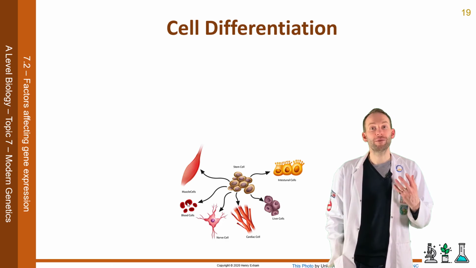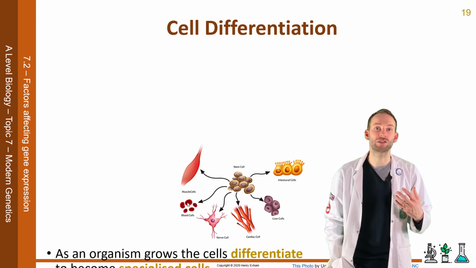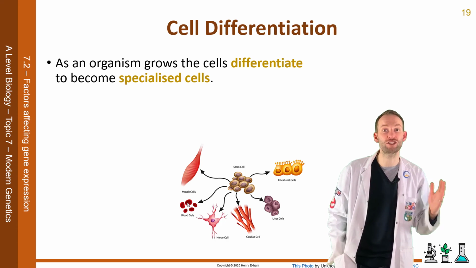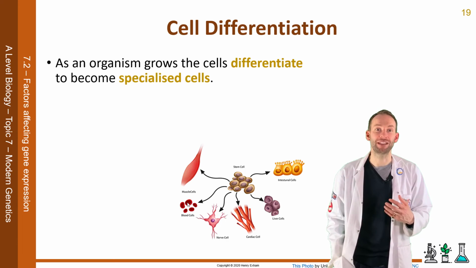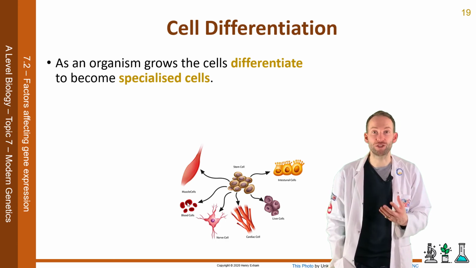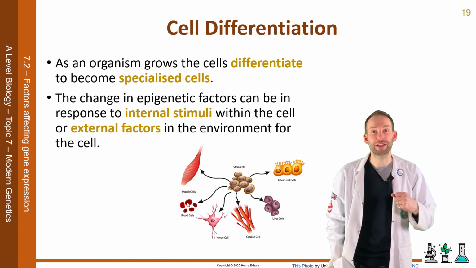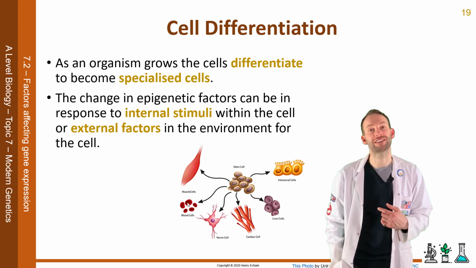A little bit about cell differentiation, which is going to come up later on in the course in more detail as we learn about stem cells. But as an organism grows, the cells differentiate into lots of different specialized cells. Okay, they start off as a basic stem cell, but then can turn into numerous different types of cells. Now, most of the changes that cause the cell to differentiate into these different types are actually caused by these epigenetic factors, as we've been discussing. Now, these change what proteins are produced by the cell as it differentiates, and the change in epigenetic factors can be in response to internal stimuli within the cell or external factors in the environment for the cell itself.